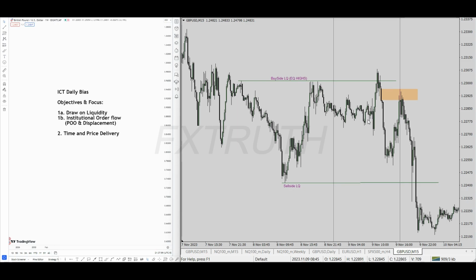Good. Now, where will be the drawn liquidity? This particular swing low here on the sell side, which is also the sell side liquidity. Good. Next, we want to start applying time and price delivery. So we've seen an expansion to the sell side. All we're waiting for is a retracement. Now, that retracement must align with time. That's all we're looking for.